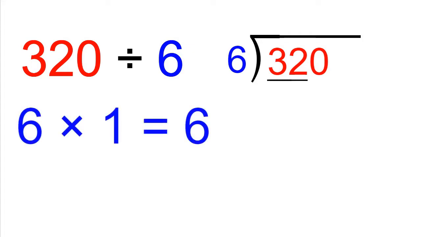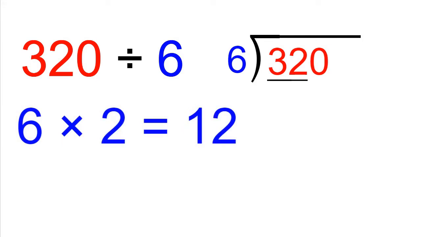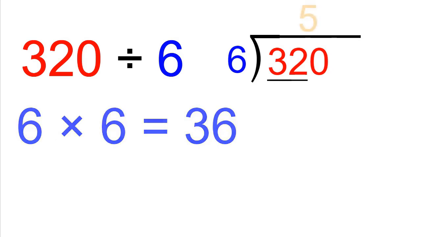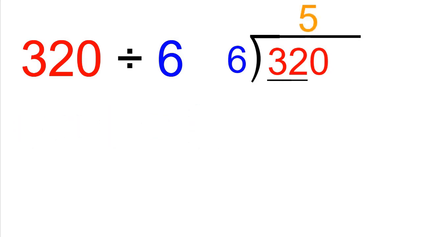So 6 times 1 is 6, 6 times 2 is 12, 6 times 3 is 18, 6 times 4 is 24, 6 times 5 is 30, and 30 is the closest we can get to 32, because if we did 6 times 6, we would go above 32, we would have 36. So in this case, 5 is a number that can get us as close to 32 as possible. So now we write 5 above the second digit.